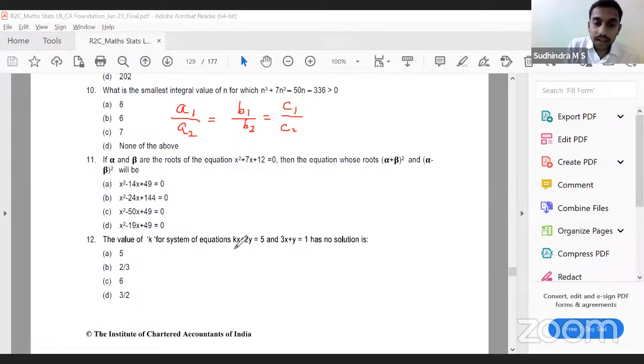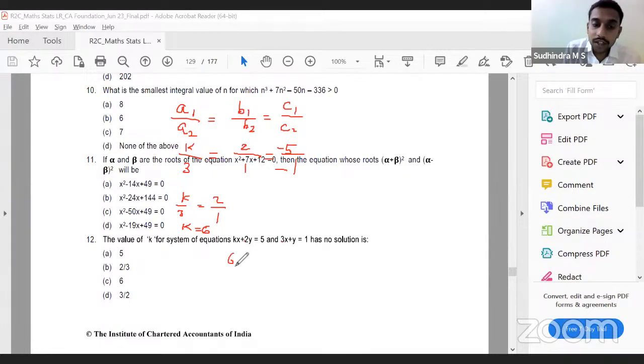What is a1 here? a1 is k, a2 is 3, b1 is 2, b2 is 1, c1 is minus 5 and c2 is minus 1. Correct? Yes, sir. So if we go with this, k by 3 is equal to 2 by 1. Therefore, k is 3 twos are 6.